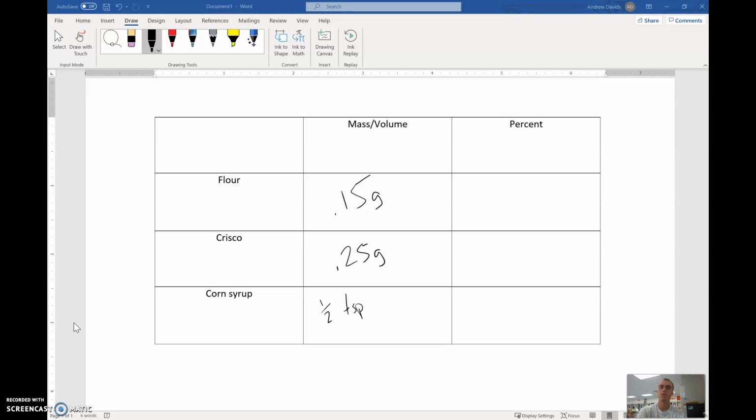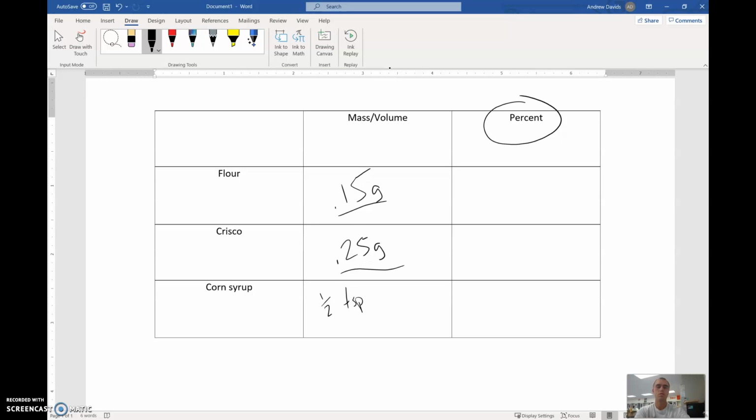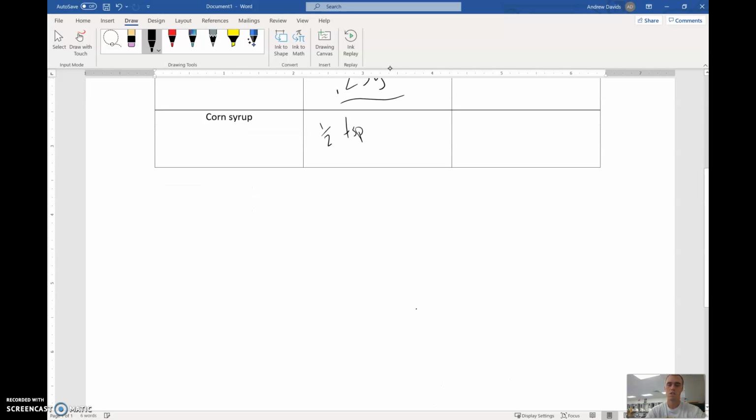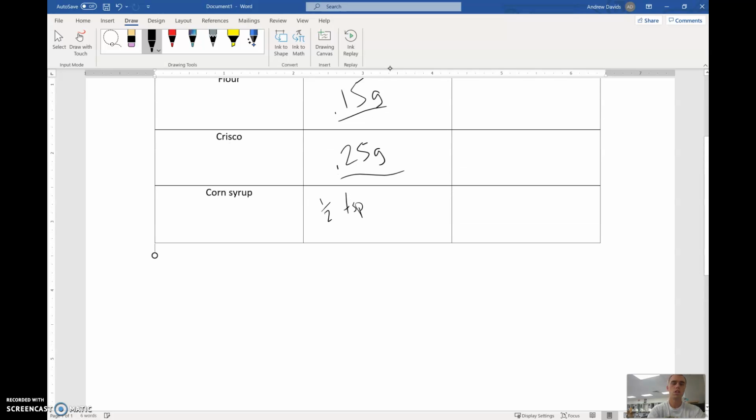In order to fill out this percentage, we need all of the units to match in this column. We've got grams here, we've got grams there, but we don't have grams right here. This is where we need to get to grams, so we're going to have to do a little bit of unit converting. I know that I've got 1/2 teaspoon of corn syrup.